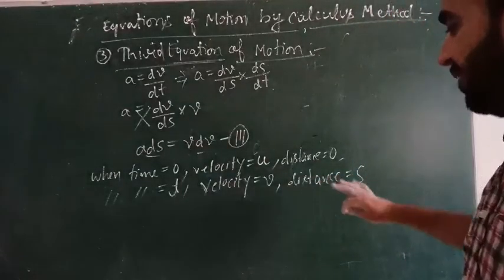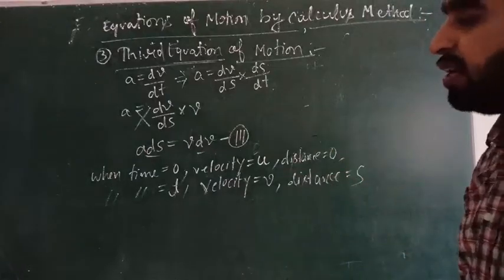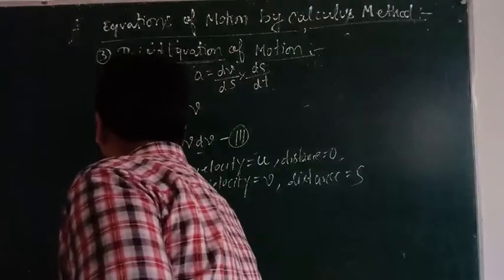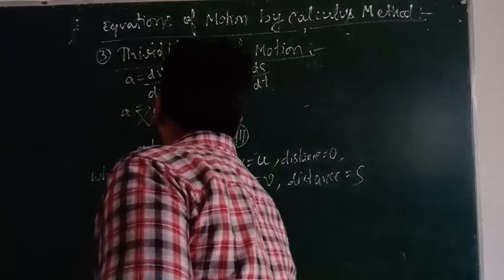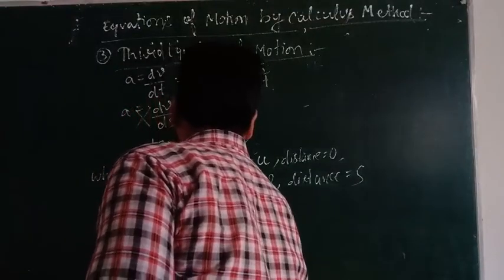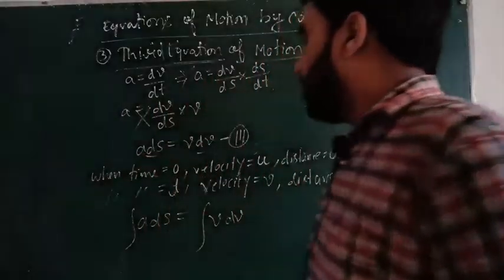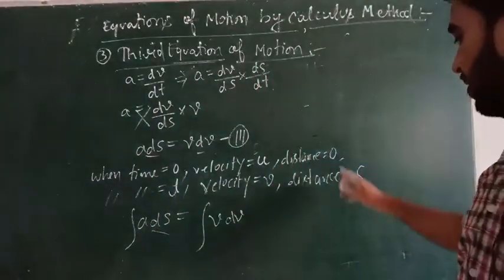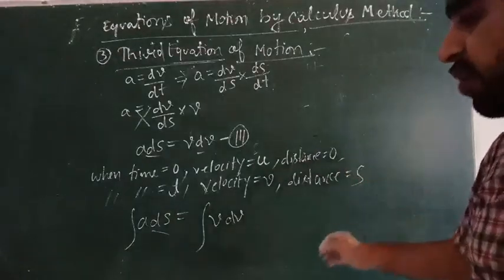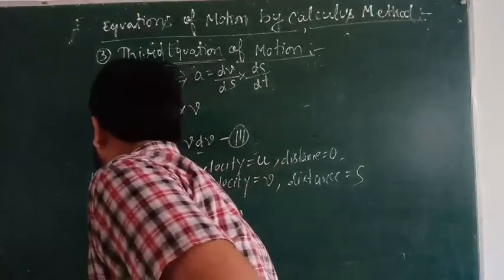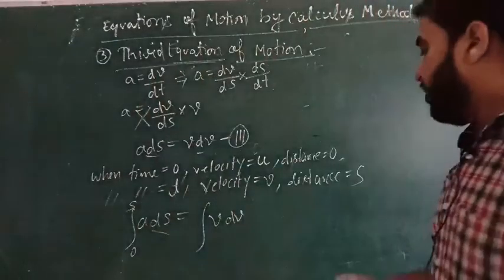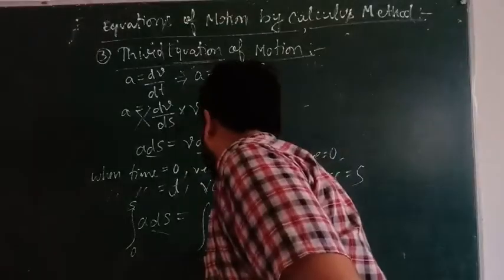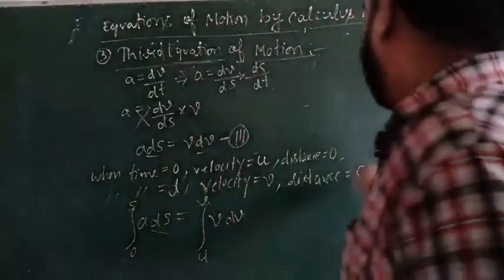Now students, we should replace these values here after doing integration. So integration of a ds is equal to integration of v dv. What should be the limit here? We are doing with respect to s, so the limits for distance will be 0 to s. For velocity, the limit should be u to v. Now do this.